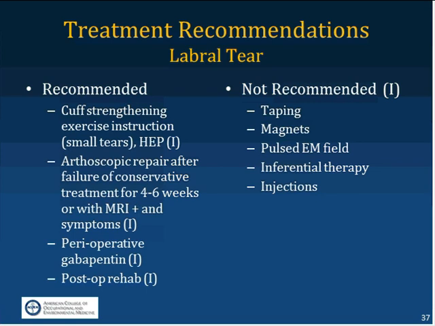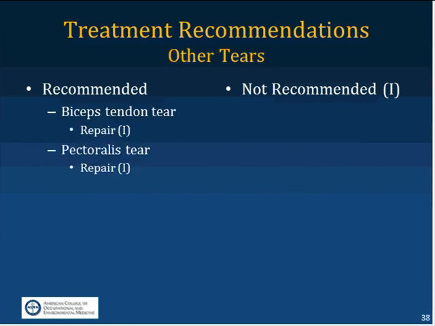Gabapentin perioperatively is an extrapolation from other body parts. There's no research on it. Other tears, biceps tendon tears, there's a recommendation to fix it. That's consensus. There's no data. Pectoralis tears, same story.